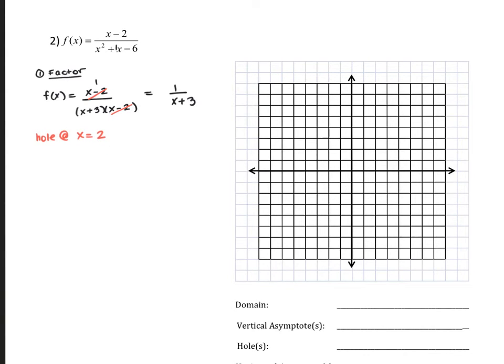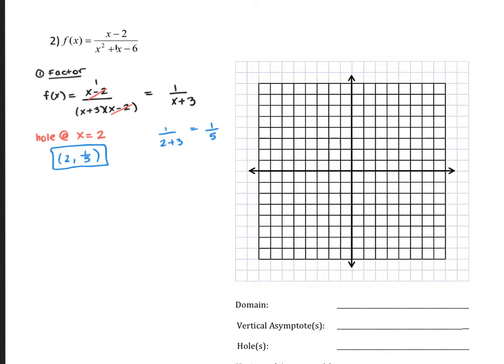If we want to find the y value of the hole, we're going to simply plug this 2 into the simplified equation. So let's go ahead and do that. We've got 1 over 2 plus 3, and that gives me 1 over 5, 1/5. So my hole is at x equals 2 and y equals 1/5. So we found our hole.